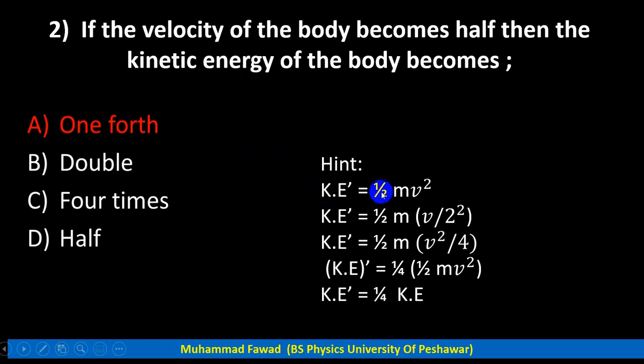We know that kinetic energy is equal to 1/2 mv square. If we write v by 2 instead of v, so kinetic energy will be equal to 1/2 mv square divided by 4, and finally kinetic energy will be equal to 1/4 of its original kinetic energy. लिहाजा इधर दुरुस्त ऑप्शन 1/4 है, which is option A.